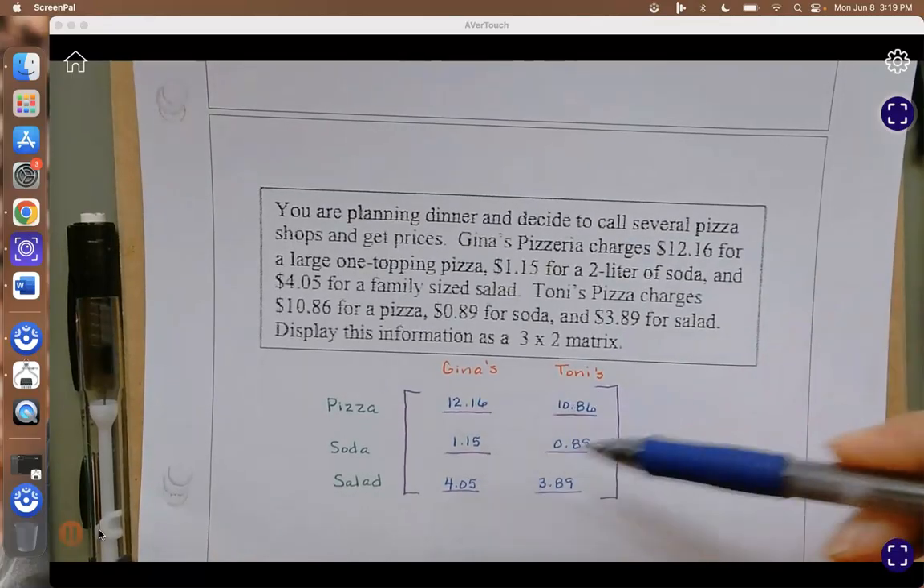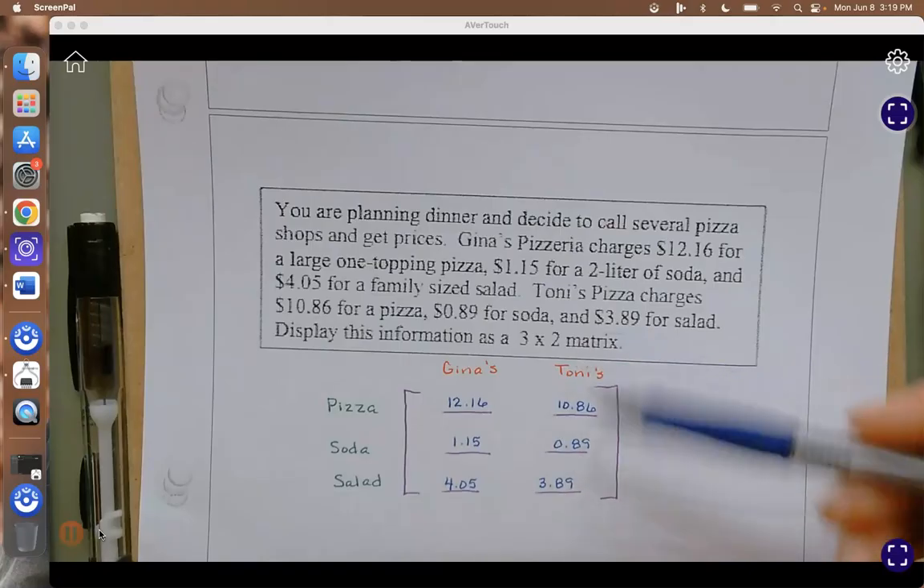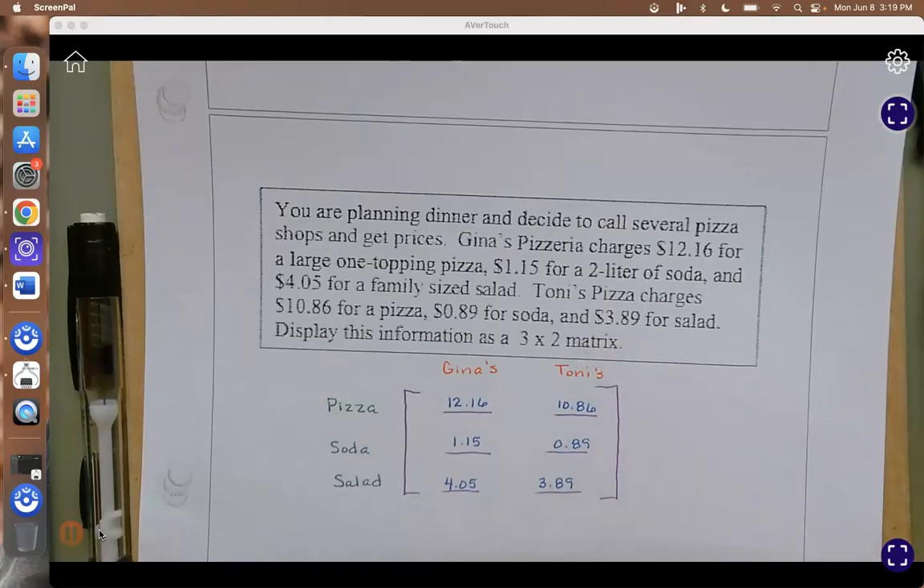So the pizza's cheaper, the drink's cheaper, the salad's cheaper. So as long as it tastes good, Tony's is a much better deal for us. So matrices can be used for real life problems too.